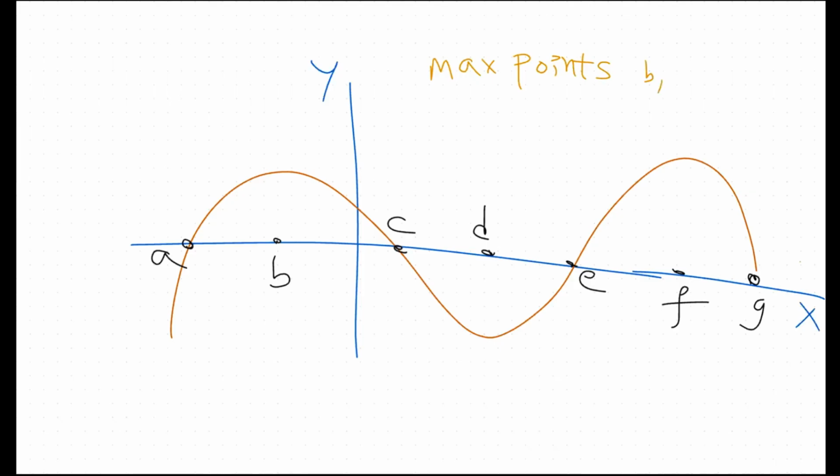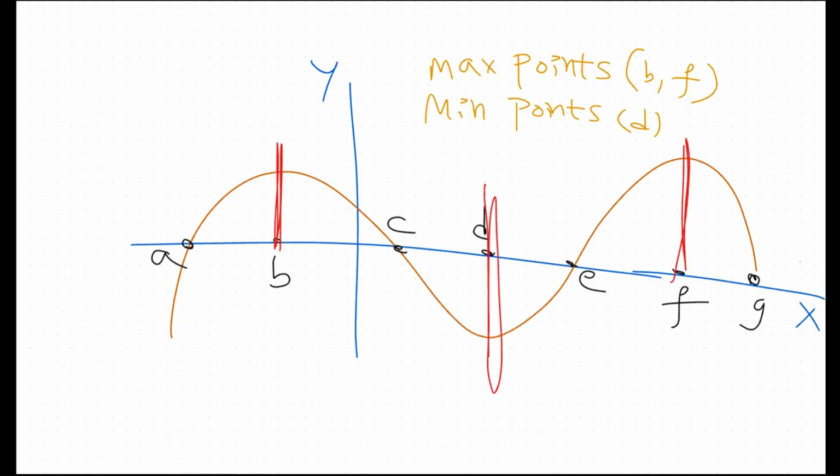Good. What are the minima points? D, sir. Correct or not? Why? Very simply, at B you are seeing the peak. At F you are seeing the peak. At D you are seeing the dip. Ultimate dip you are seeing. Correct or not? Got it?